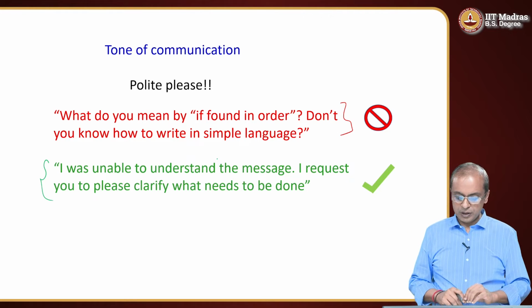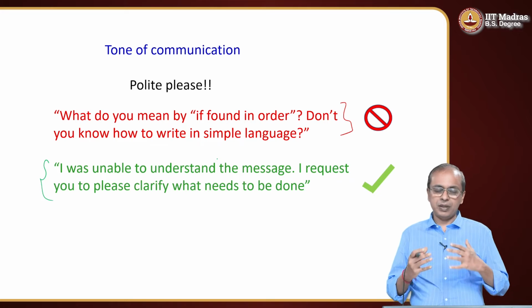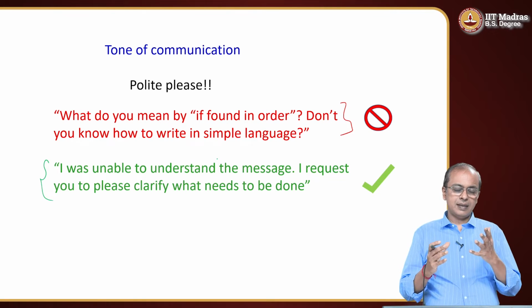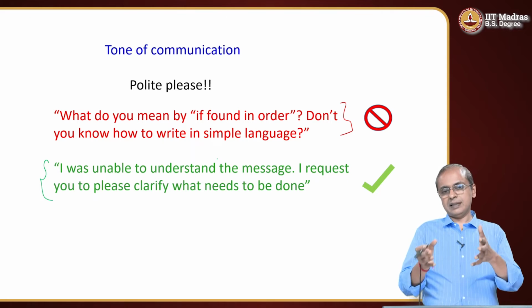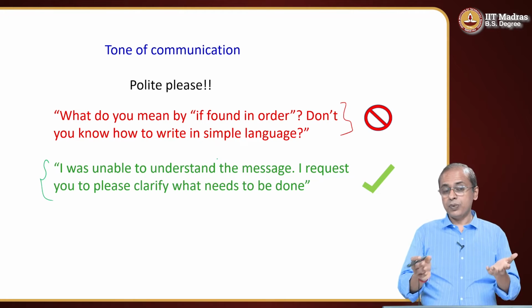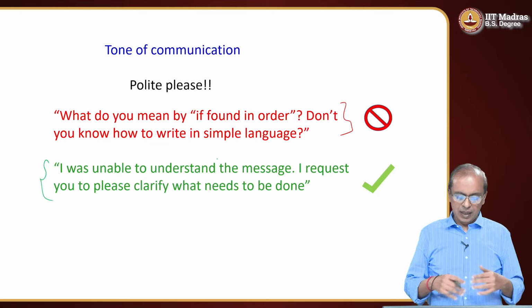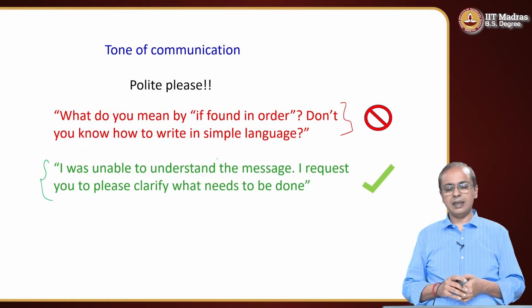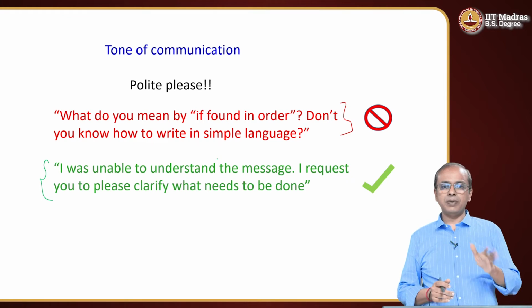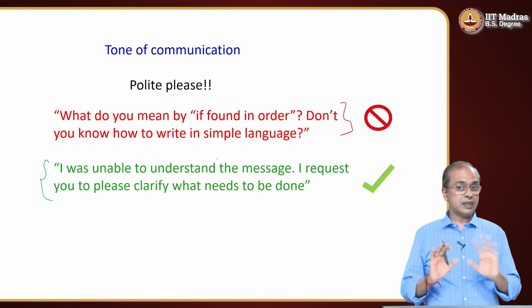Because what is the problem here? You asked for something and a response has come which you are not understanding, whether what you have asked has been granted or not, or you need to do something more to get it granted. So you simply respond by saying, I am sorry, I am unable to understand what was indicated in the message. Can you please let me know if there is anything else I need to do? So that is fine.